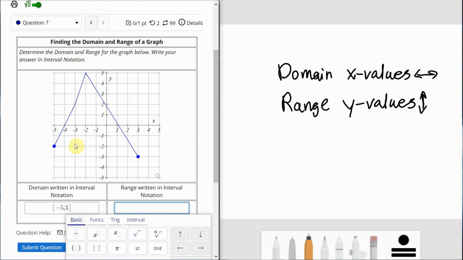For the range, I will start from the bottom. I can see that the line starts here where y equals -3 and continues as a solid line until it reaches this spot at the top where y equals 5. Because it starts at the bottom with a solid circle at y equals -3 and ends at the top where it touches y equals 5, I can write the range as bracket -3, 5 bracket.